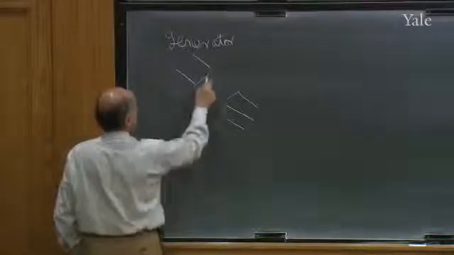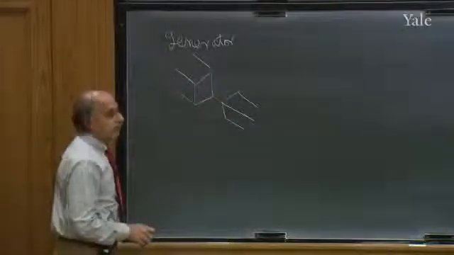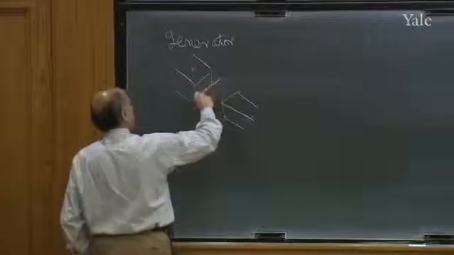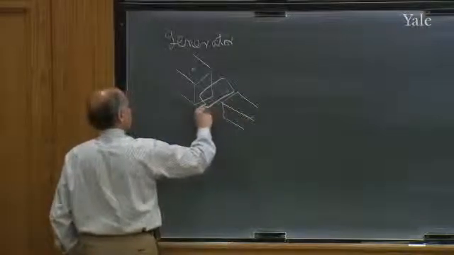So here's some magnet with some field lines going from here to there, say north to south. In that magnet, you put a coil which looks like this.